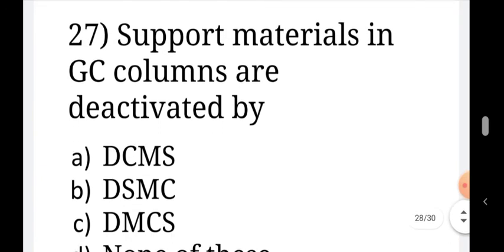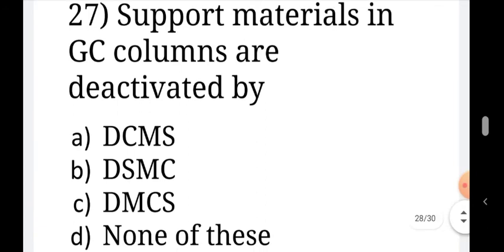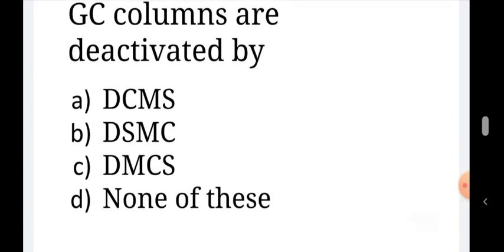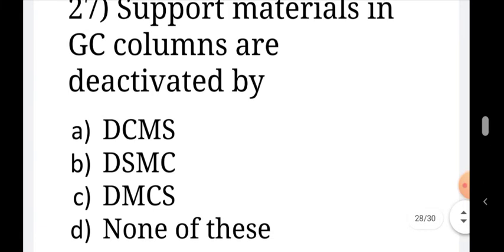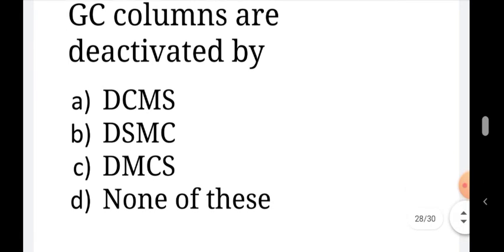Support materials in GC columns are deactivated by DCMS, DSMC, DMCS, or none of these. The correct answer is DMCS, that is dimethyl chlorosilane. Dimethyl chlorosilane is used to deactivate the support material. So C is the answer.